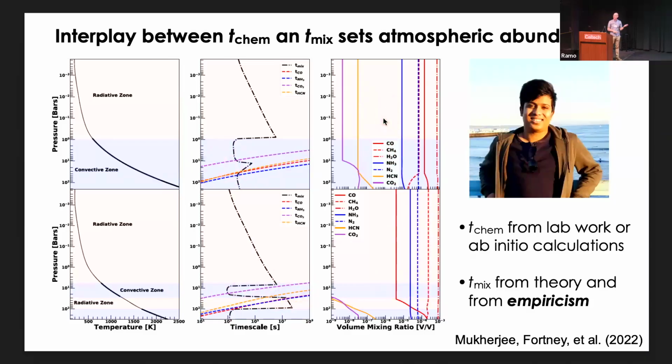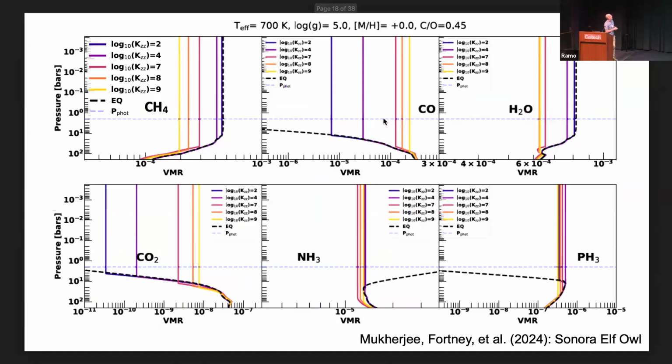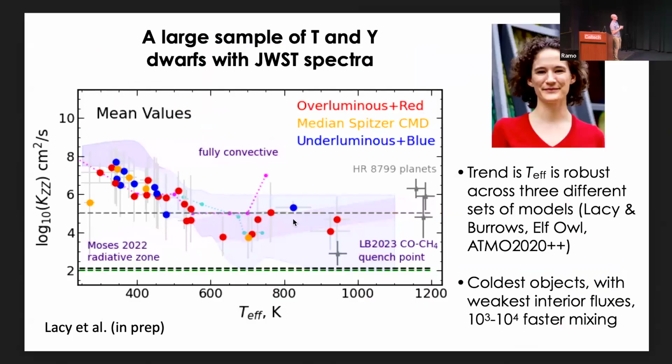So the chemistry timescales we can get from lab work. The mixing time, the idea was let's try to do this empirically. Let's look at real objects and have them tell us how fast their mixing is. This is just another slide for a given object, 700 Kelvin, log g of 5. As you change this diffusion coefficient from very slow mixing to very fast mixing, you can see it has a dramatic effect on the abundances of things like methane, CO, water vapor, CO2, and ammonia. So by looking at spectra, if we can determine abundances pretty reliably, we really can have a window into how fast vertical mixing is. And this is borne out really well.